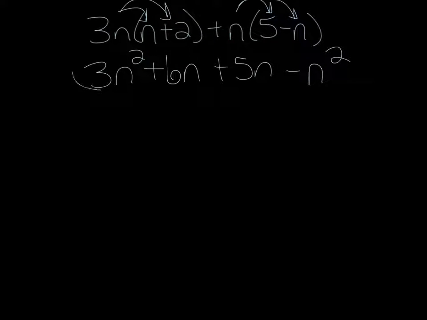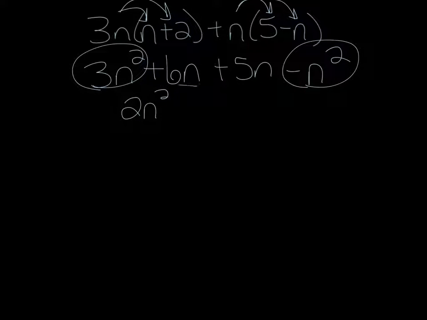Now look for your like terms. 3n squared minus n squared is 2n squared. 6n plus 5n is 11n.